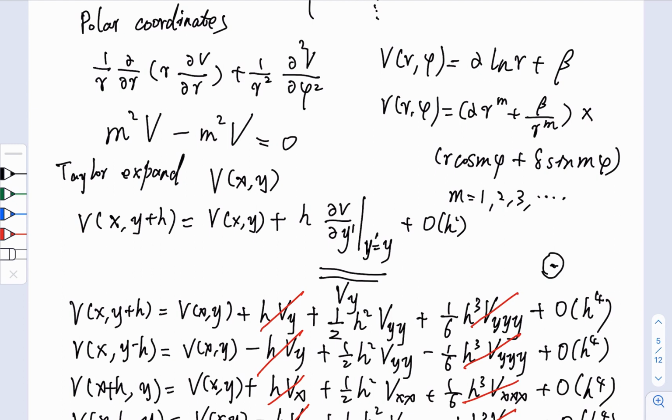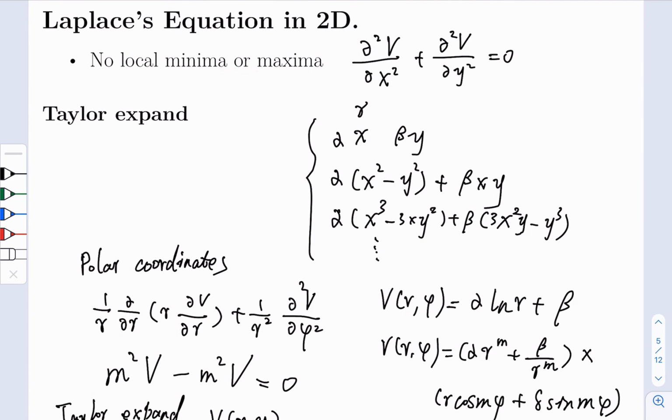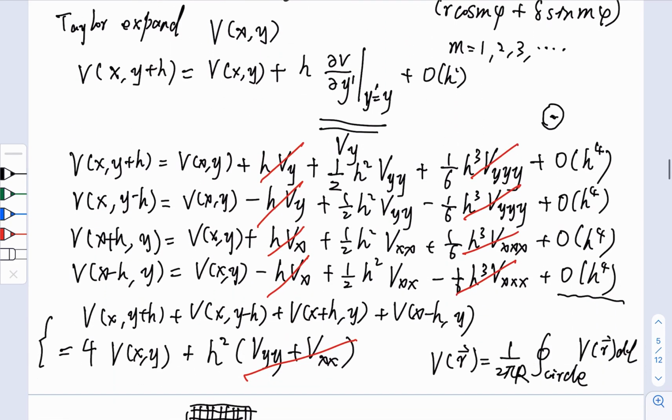Now, I claim that in 2D, still there are no local minima or local maxima. How to prove that? Well, I can do a Taylor expansion and study the behavior around this local point of interest. Say I expand v, the function of x and y plus h, near the point x and y. This gives you v(x,y) plus h times the partial derivative of v with respect to y prime, where y prime is evaluated at y, and then there are higher order terms.